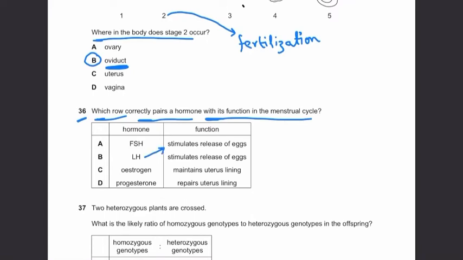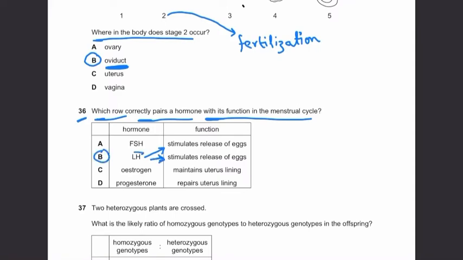Always remember this point, that FSH is follicle stimulating hormone, and eggs are in the follicles. So when the follicles are stimulated, the eggs develop. So follicle stimulating hormone is involved in the development of eggs and not the release of eggs. LH, or luteinizing hormone, is involved in the release of eggs. So the answer is B.